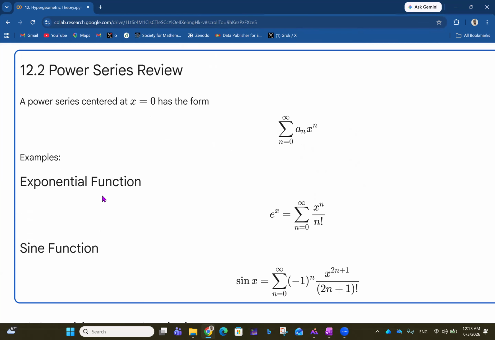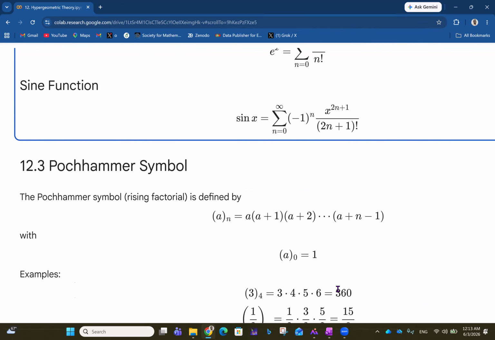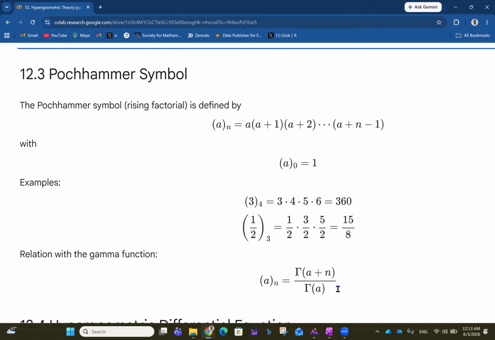So we have examples like the exponential function e raised power x. We can write e raised power x as summation from n equals 0 to infinity of x raised power n all over n factorial. And for the sine function, we have sine x equals summation from n equals 0 to infinity of minus 1 raised power n, because sine is an odd function, then x raised power 2n plus 1 all over 2n plus 1 factorial. So that's a brief review of power series that we considered in earlier videos.